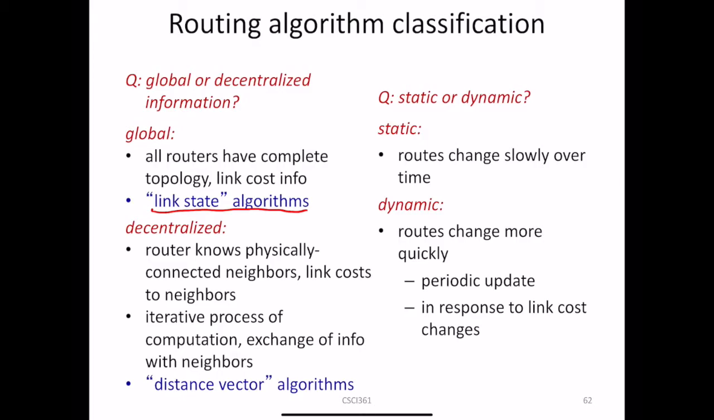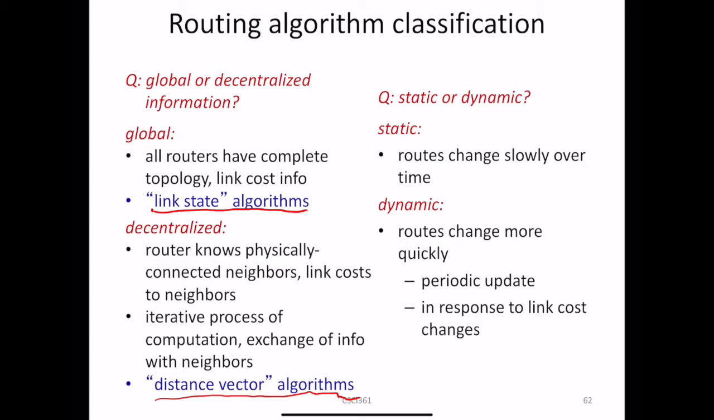Another type is the decentralized algorithm. The router knows the physically connected neighbors and the link cost to those neighbors. That means each router only knows the directly connected neighbors and the directly connected link cost, only this local information. Each router will also continually or periodically send information to its neighbors to tell them its current status, so they exchange information with their neighbors. For example, the distance vector algorithm depends on local information.